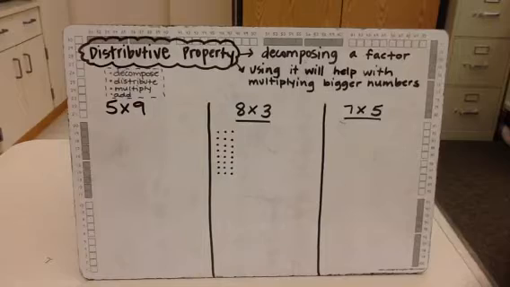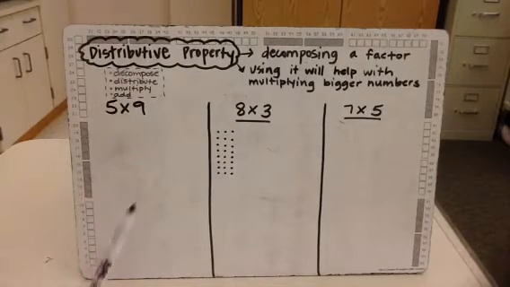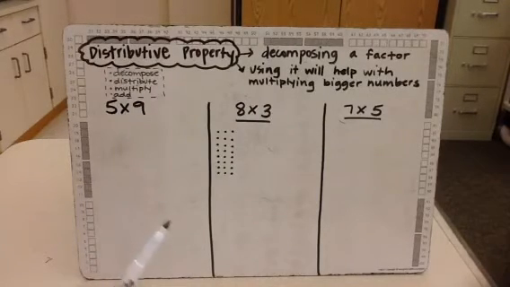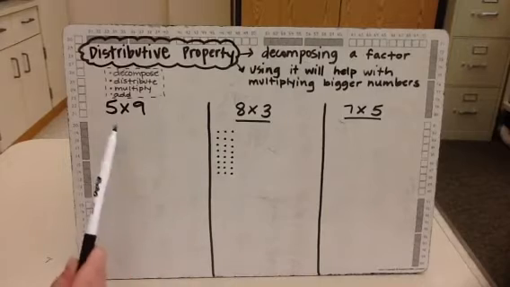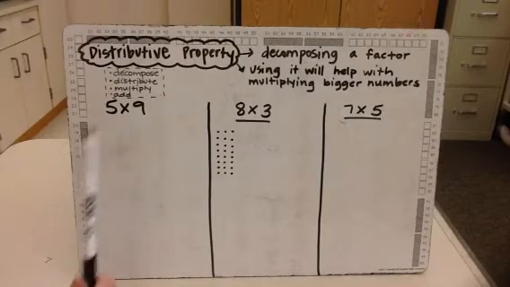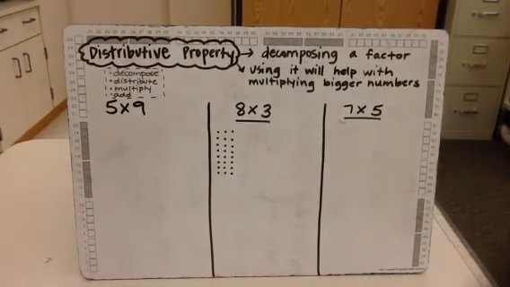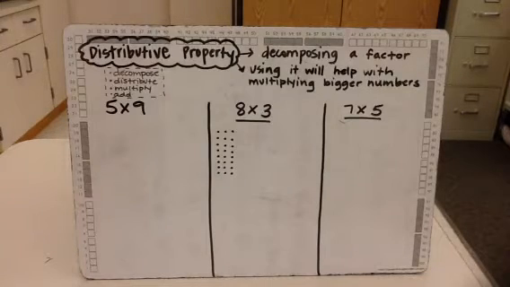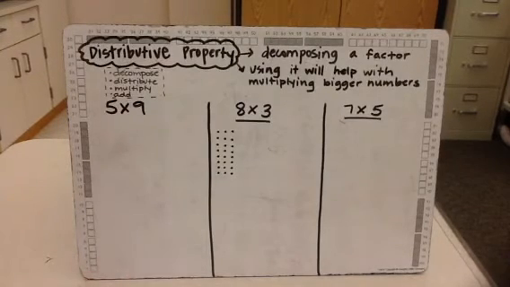So my first example is 5 times 9. Now I need to decompose one of my factors. Well, when I look here, I feel like 9 is going to be tricky for me to be counting by nines, 5 groups of 9. So I'm going to decompose 9. I could decompose it into 1 plus 8. I could decompose it into 2 plus 7. I could decompose it into 5 plus 4. Any of those will work.